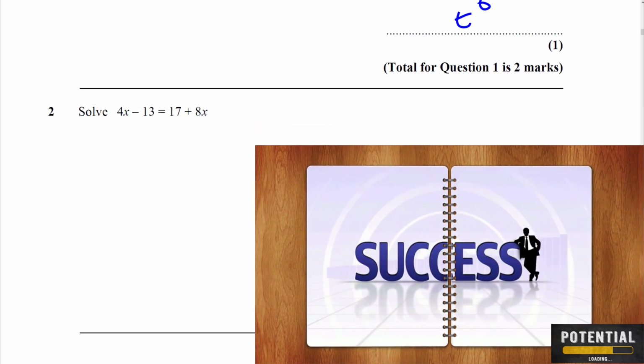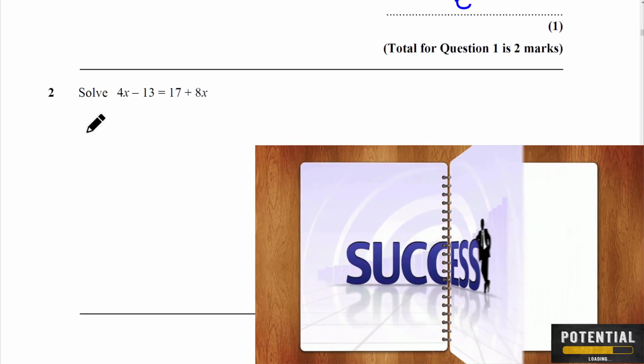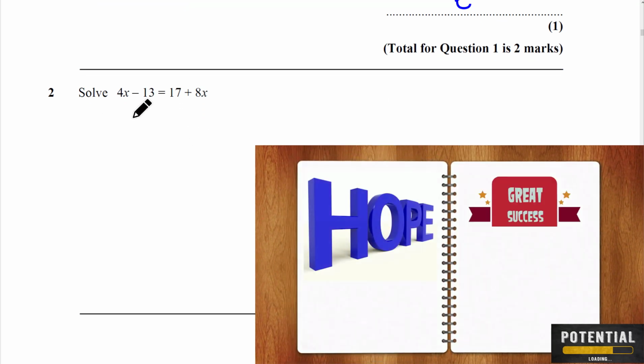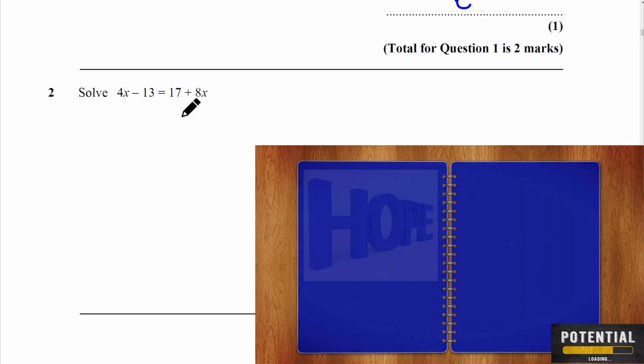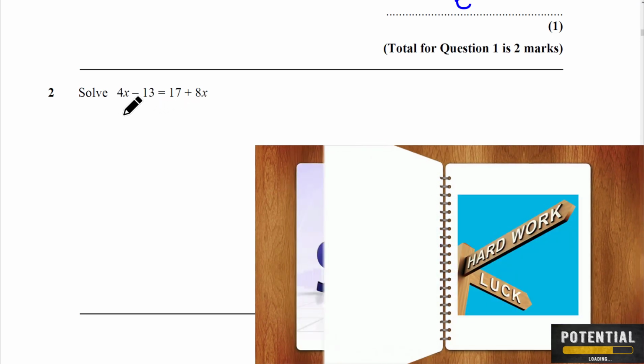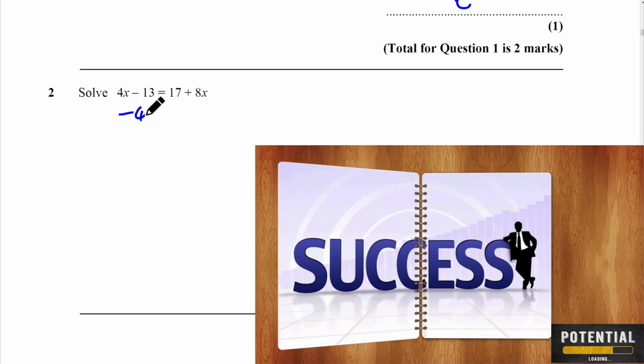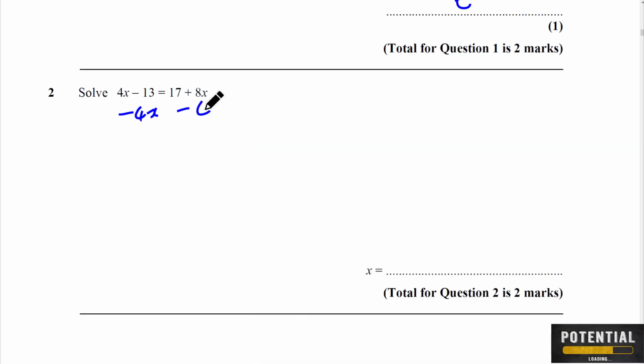Right, question 2. We're solving. It's 2 marks, so you don't need to have too many lines of working out. You do need to subtract the smallest amount of x. So I'm going to minus 4x here. So I'm going to get minus 13 equals 17 plus 4x.